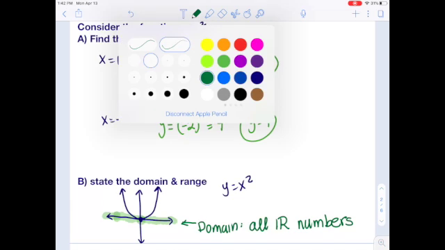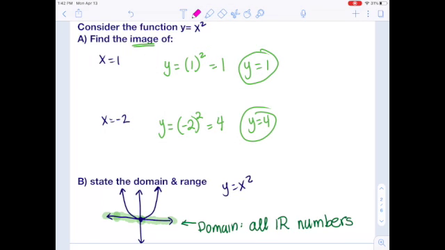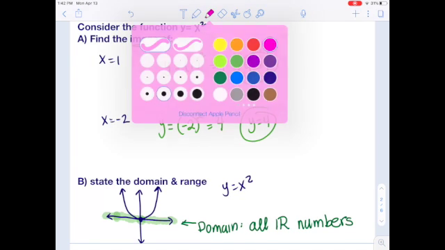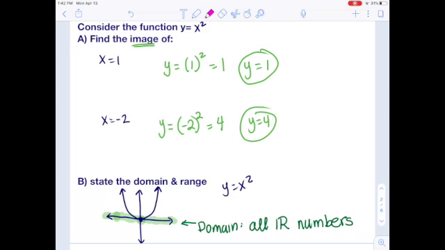All real numbers. Now for your range, though, you're going to look at all the y values. And what you notice is this graph doesn't have any y values that are below 0. All your y values are above the x-axis. So pretty much if you made a t-chart, you're going to notice in that second column under the y's that you will have no negative numbers. So up here, you've got your range, which is all your y values will end up being greater than or equal to 0.